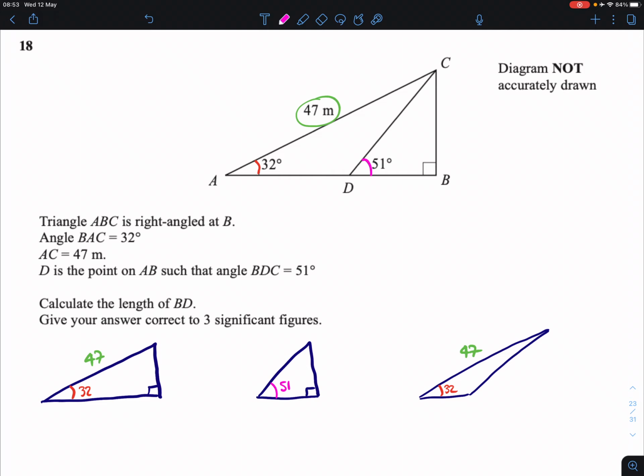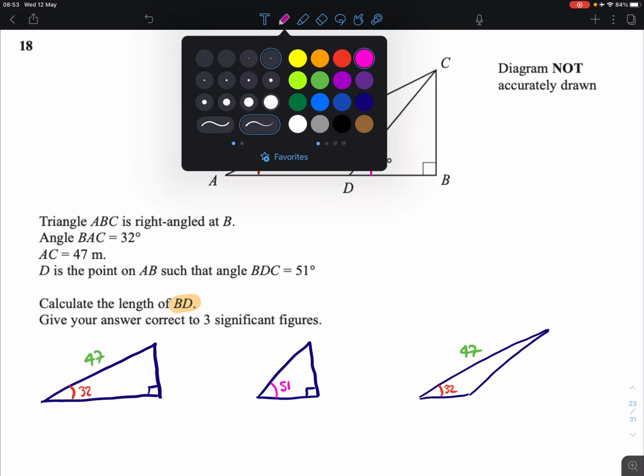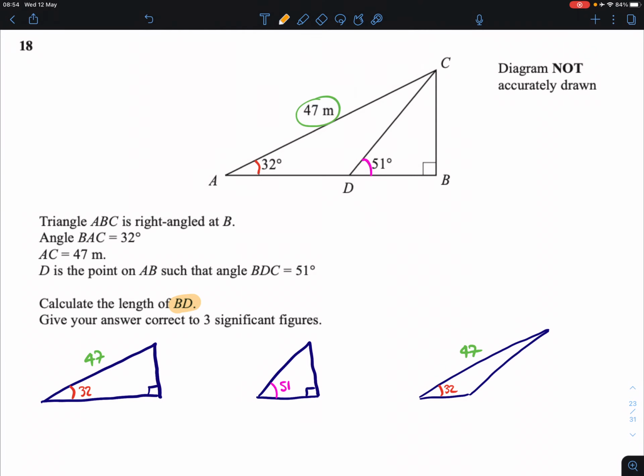We have, calculate the length of BD. So BD is the thing that we're looking for, so I'm going to label that with an X. BD is this here, from here to here. So that is the end game there. So this triangle we're definitely going to be doing something with. We need to figure out X at the end. As it stands, there's not enough information in this question. We've got a 51 degrees and a right angle, but we need something else.